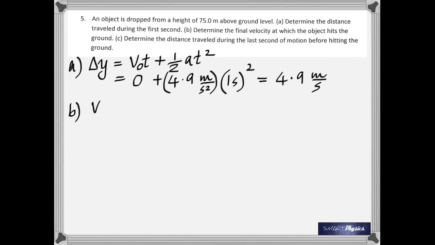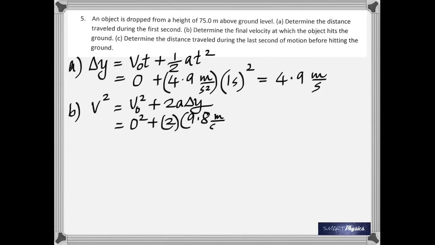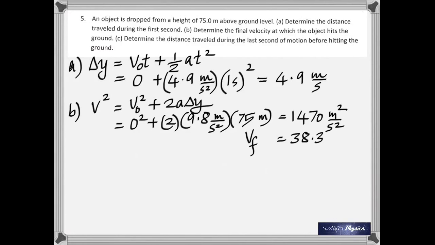In the B part, you have to find the final velocity. Now we can use the equation v squared is v naught squared plus 2a delta y. Initial is 0, a is 9.8, and delta y is 75.0 meter. Get 1470. But you got to take the square root of that, and that will give 38.3 meter per second.